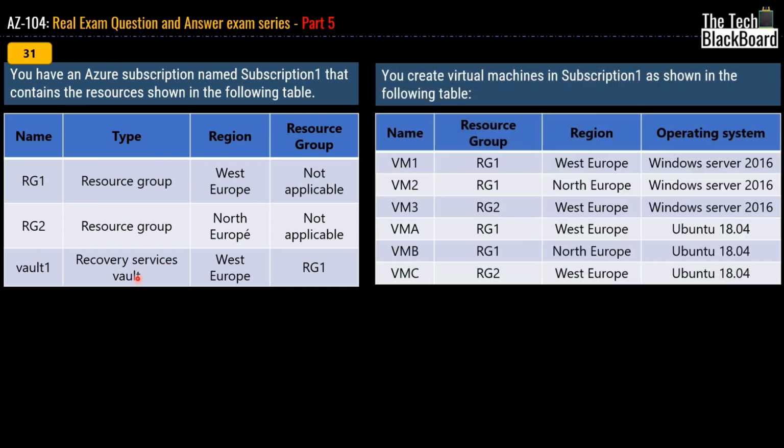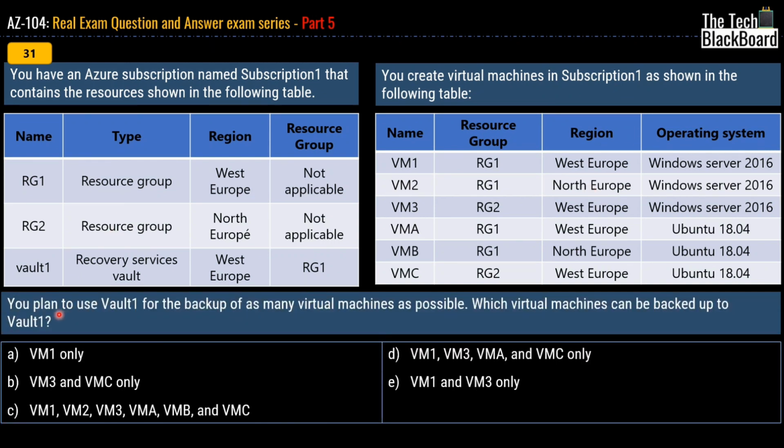Moving ahead, the question says that you create virtual machines in Subscription1 as shown in the following table. You can see here we have a lot of virtual machines. 3 of them are Windows Server based and the last 3 are Ubuntu based. And you can see that all the virtual machines are distributed across the two resource groups RG1 and RG2, and they are also spread across the regions West Europe and North Europe. Now let's move ahead to see what the question is really asking.